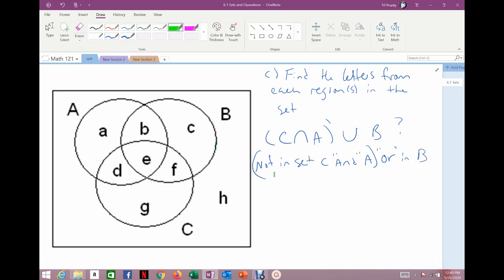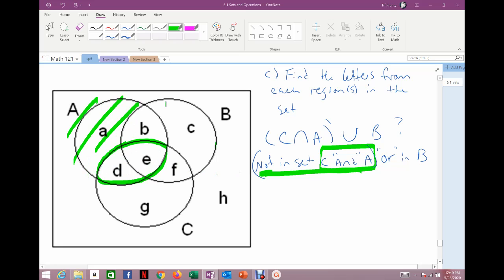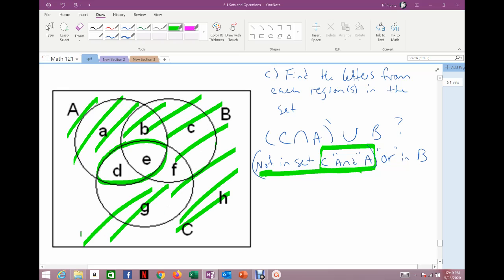Alright, so again, I'm going to highlight. First thing I'm going to highlight is everything that's not in set C and A, and remember, it's not in both. It's everything that's not in the overlap between C and A. So the overlap between C and A would be this wedge. D and E are in C and A, right? Those are the only two regions that are in both C and A at the same time. Well, remember, I want everybody that's not there, so it's everything outside of that wedge. So I would highlight everything outside of the parts in C and A.